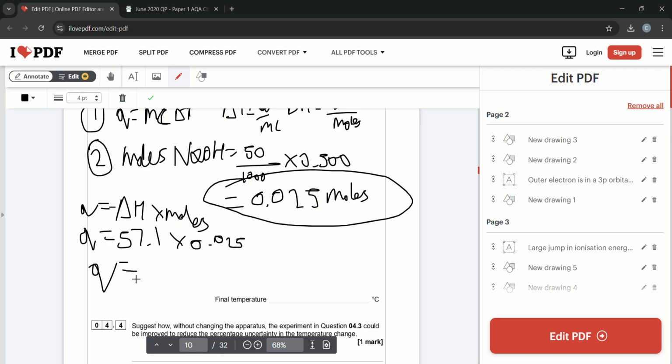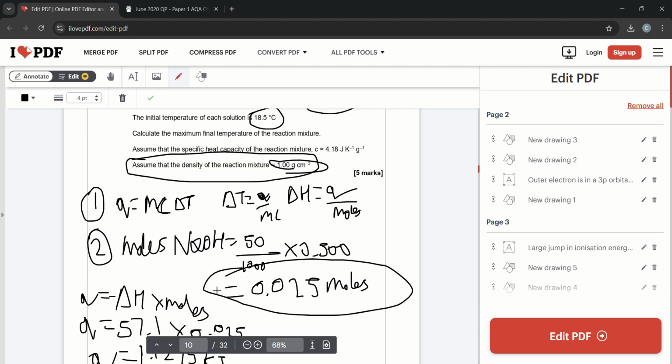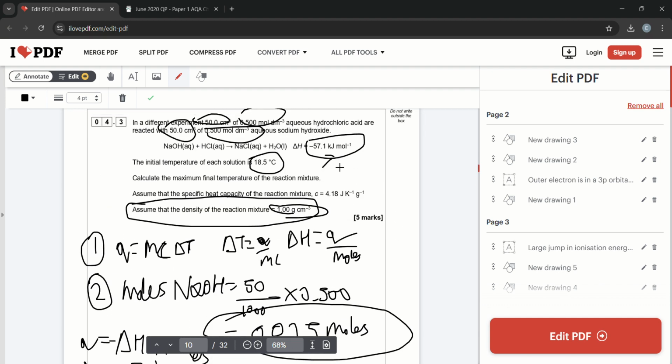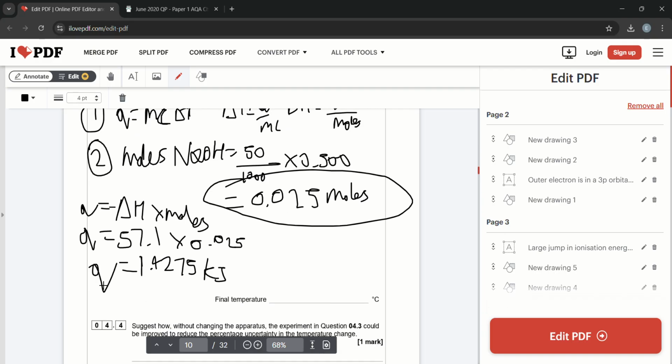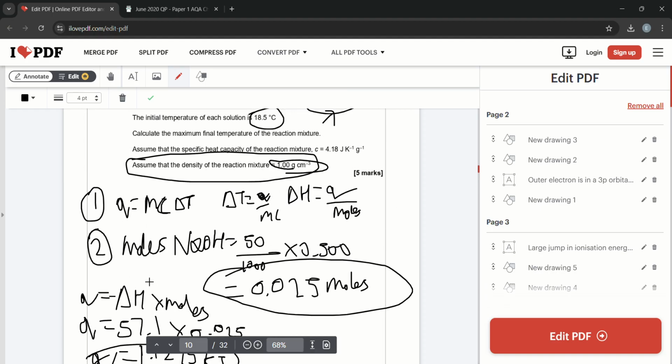So Q is going to be 57.1 times by 0.025, 1.4275, and this is in kilojoules, not joules, because delta H was in kilojoules per mole to the power minus 1, and moles we calculated using concentration times by volume in the correct unit. So Q is 1.4275 kilojoules.